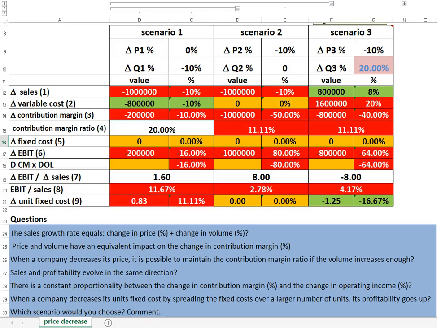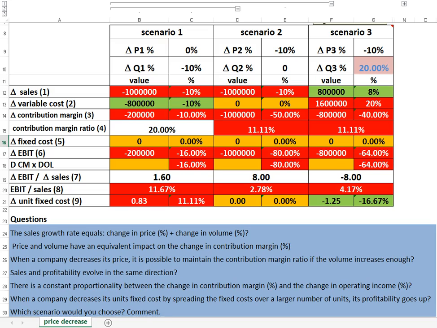Hello, so we are going to debrief that exercise, which consisted in a what-if analysis. You could also call it, for scenario 1 and scenario 2, a univariate sensitivity analysis, which consists in simulating the impact of a change in one parameter only, whereas scenario 3 is a multivariate scenario analysis where both price and volume change at the same time.